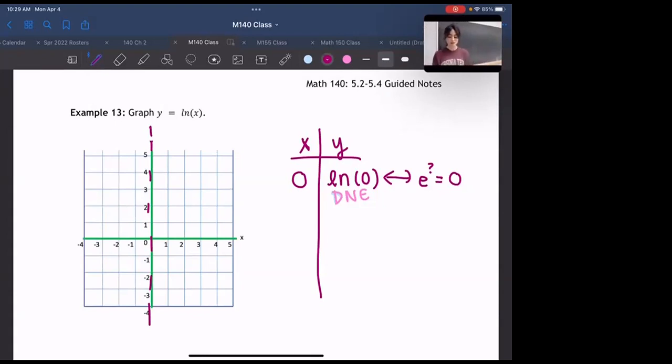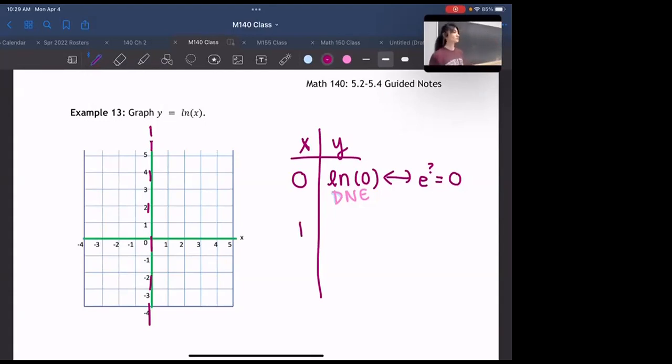Okay, did it matter that it was log base e here? It could have been log base 5. If this was log base 5 or log base 7, there would still be a vertical asymptote at the y-axis, right? It didn't matter that it was log base e here. There's nothing you can raise any number to a power to get 0. So this is common for all logarithm functions.